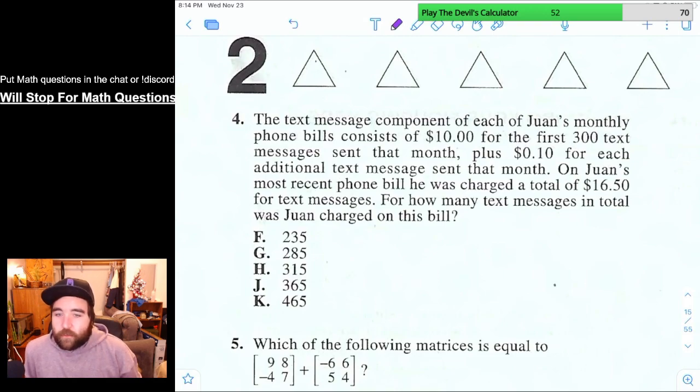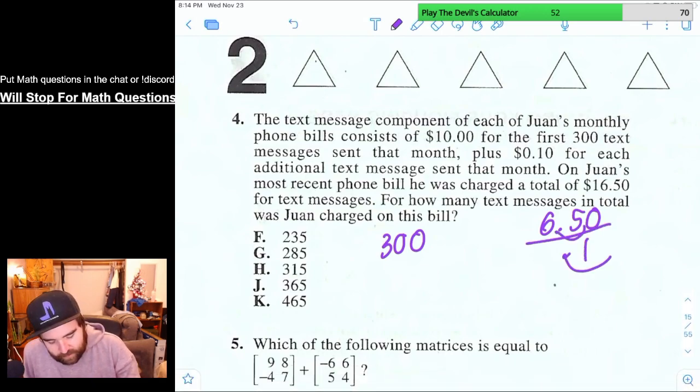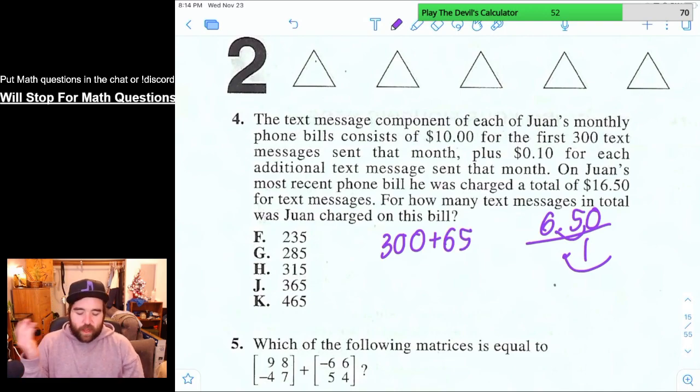Okay, so he was charged over $10. So that means he sent the 300 texts for the $10. But then he was charged an extra $6.50 on top of that. And so if you divide that by 10 cents, don't need a calculator for that. That's 65 texts. So he sent 65 extra texts. So the 300 for the original $10 and then 65 more. So 365.